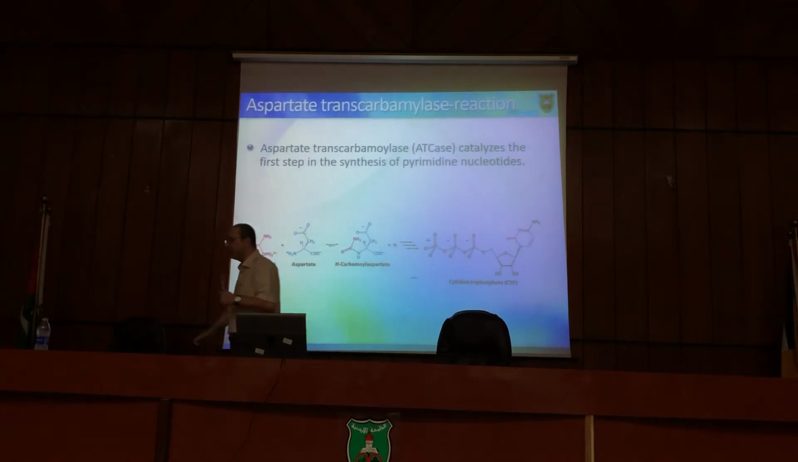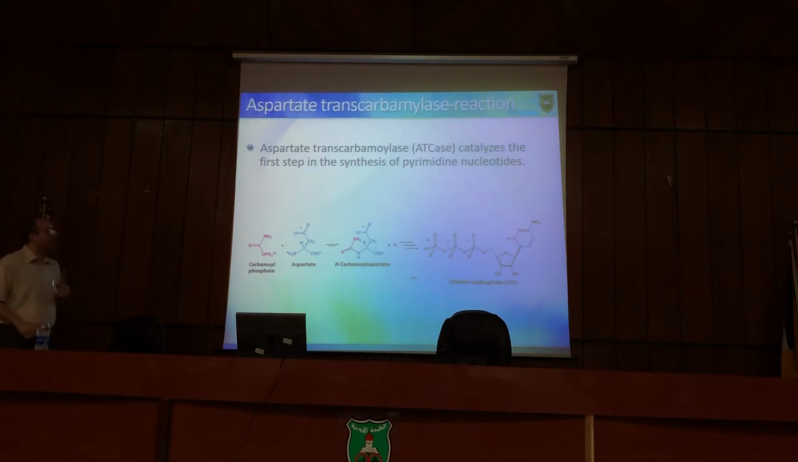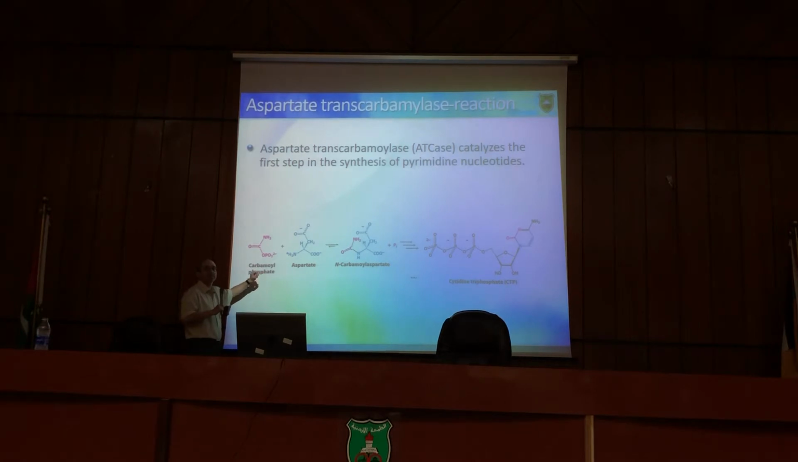Now, let me give you an example of allosteric enzymes. It's a very famous and well-studied example. It's an enzyme known as aspartate transcarbamylase, or ATCase. That's the abbreviation. Basically, this enzyme catalyzes what is known as the rate-limiting step. We'll talk about rate-limiting steps later on. But basically, what this enzyme does is it catalyzes the very first reaction in the synthesis of CTP. You'll learn about CTP in molecular biology. It's a nucleotide that is needed to make DNA and RNA.